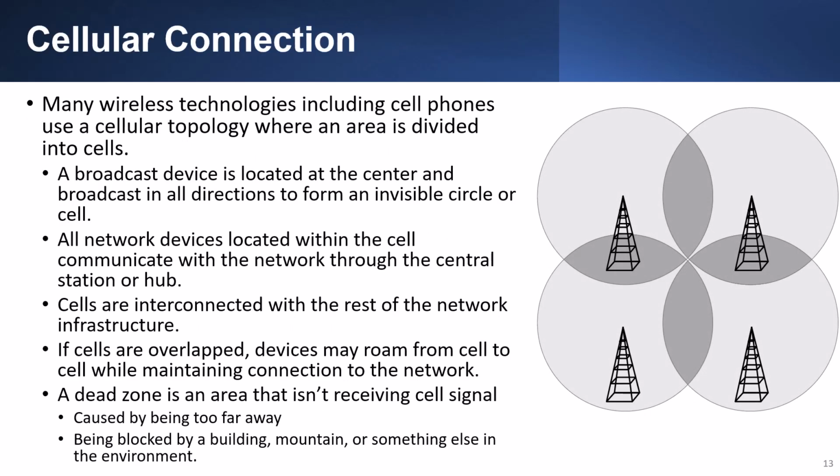Many wireless technologies, including cell phones, use a cellular topology where an area is divided into cells. A broadcast device is located at the center and broadcasts in all directions to form an invisible circle, or cell. All network devices located within the cell communicate with the network through the central station or hub. Cells are interconnected with the rest of the network infrastructure. If cells overlap, devices may roam from cell to cell while maintaining connection to the network.